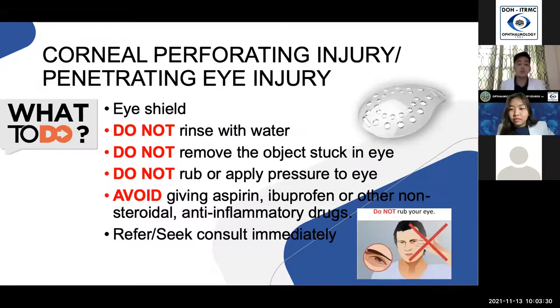So what to do? Of course, if we have an eye shield, we immediately put the eye shield. Do not rinse with water. Do not remove the object stuck in the eye. Do not rub or apply pressure. That's why we do not recommend eye patching, because pwedeng mag-apply ng pressure sa mata. And we avoid giving aspirin, ibuprofen, or other non-steroidal anti-inflammatory drugs.